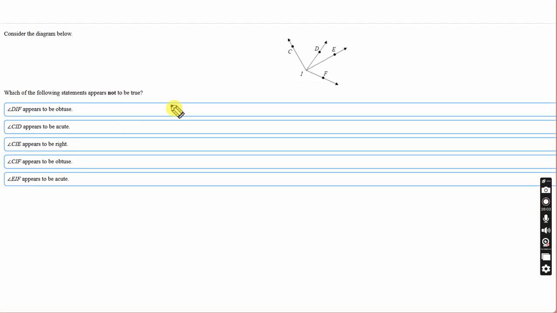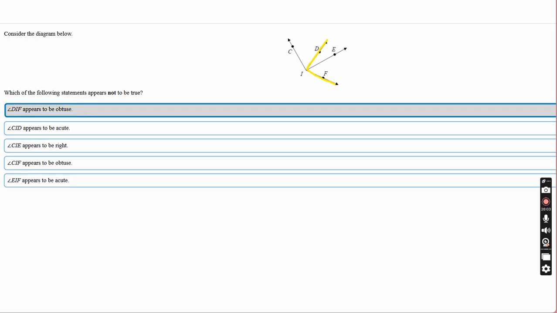Okay, DIF appears to be obtuse. So DIF, nope. DIF is not obtuse. That's a 90 degree. Okay, let's choose that. We found the answer in the first one. Let me explain the rest of them.